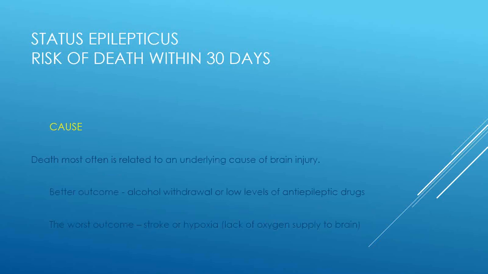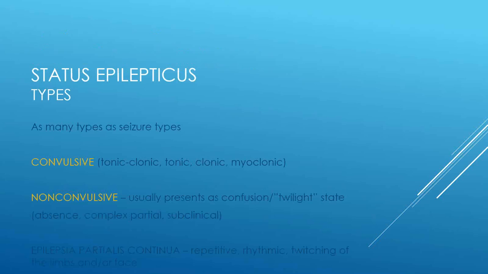Cause also determines the prognosis. Death is most often related to the underlying cause of brain injury. So the worst outcome is in patients who had stroke or hypoxia, lack of oxygen supply to the brain. The outcome is better if seizures occur due to alcohol withdrawal or low levels of anti-epileptic drugs. So patients with epilepsy usually have a little bit better prognosis, or lower risk of death in status epilepticus, than people who never had epilepsy before.